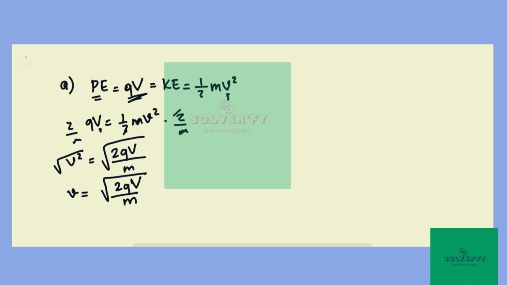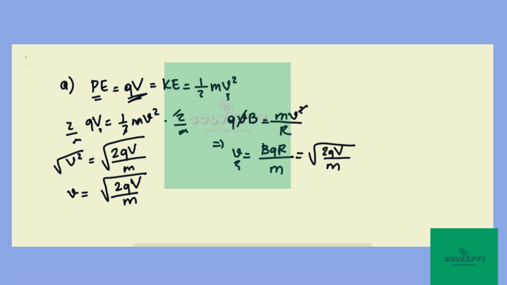Now we know that there is going to be the magnetic force acting on this ion, qvB. That's going to be equal to, from Newton's second law, mv squared over r. So then these v's are going to cancel. What we have for speed also is BqR over m, right? So then BqR over m has to be equal to the square root of 2qV over m, because the left-hand sides correspond to the same thing, which is the speed.